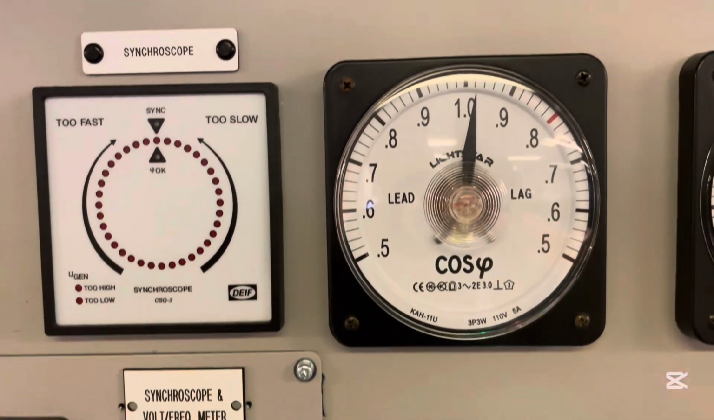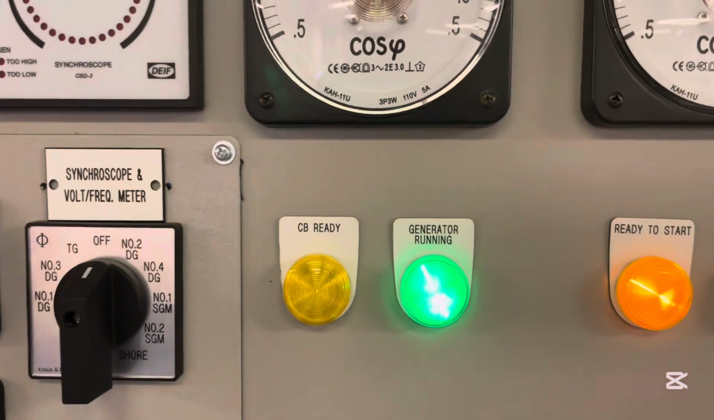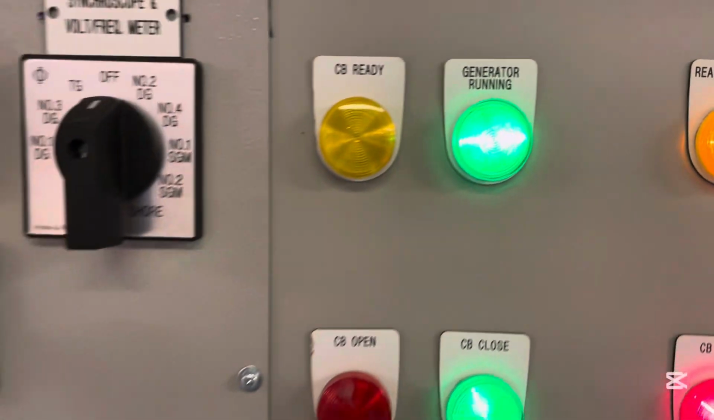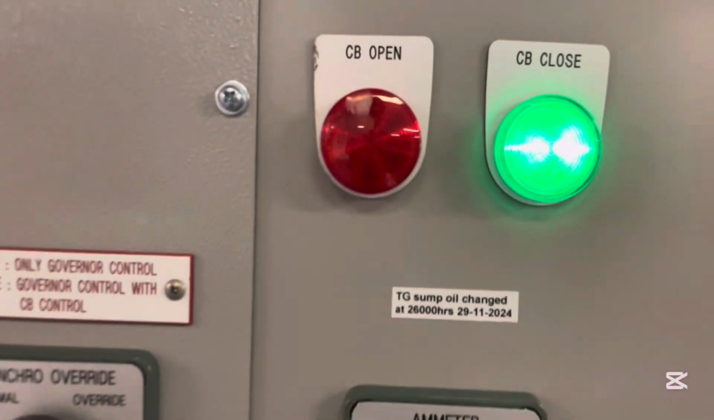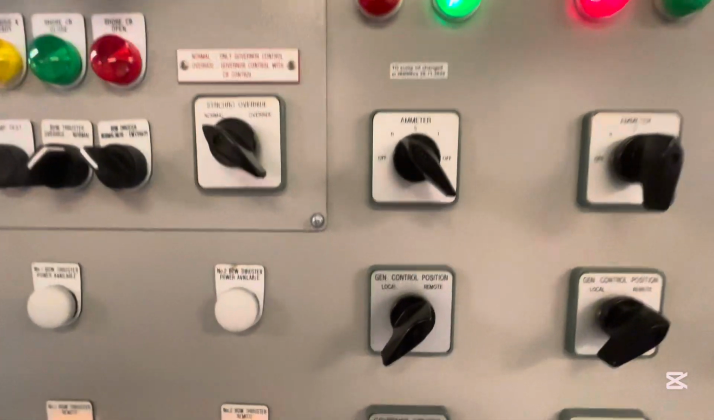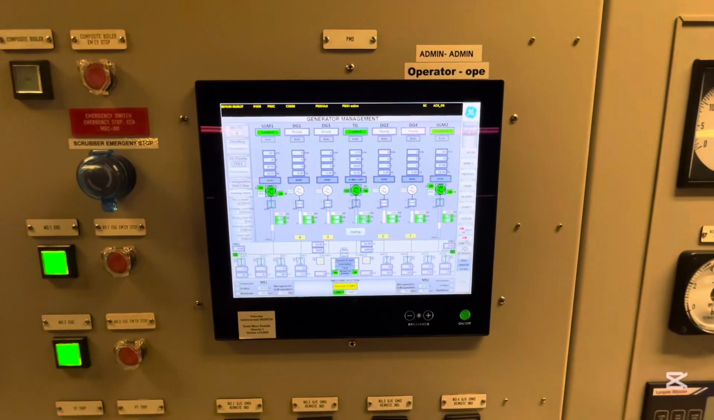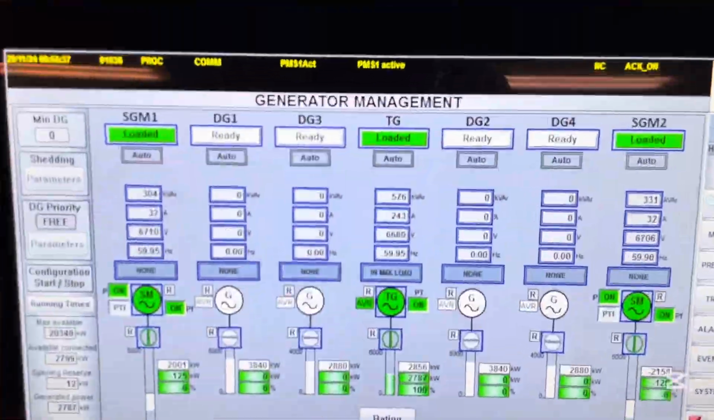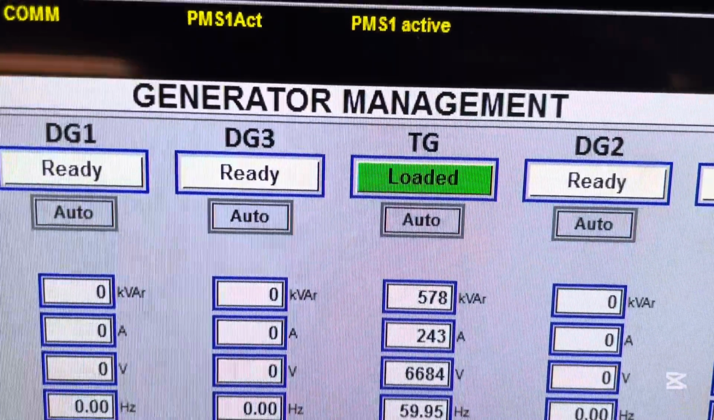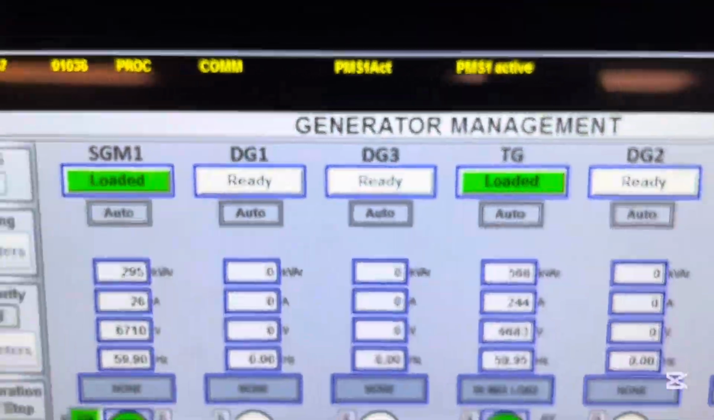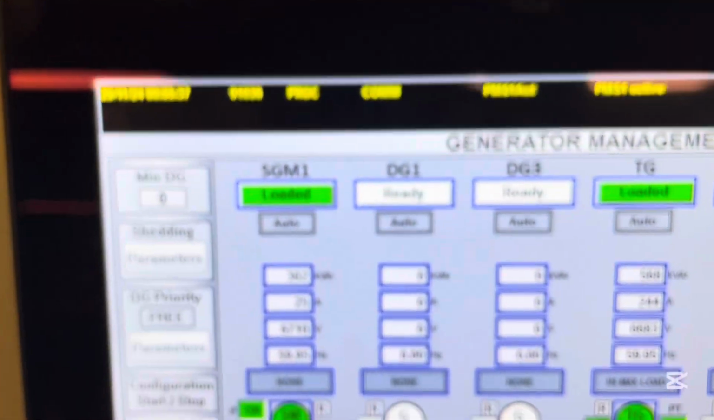Other than that, we are seeing the power factor meter, and the indication of whether the generator is running or not, and whether the circuit breaker is closed or not. So the ammeter, the governor, the circuit breaker, the engine start, and then the emergency stop. Basically, that is one control panel, one area from where you can control the auxiliary engine.